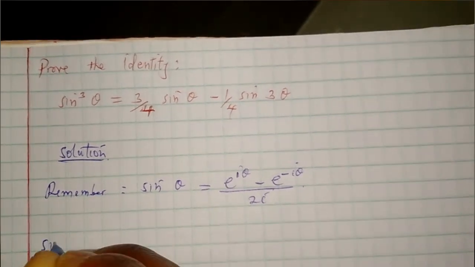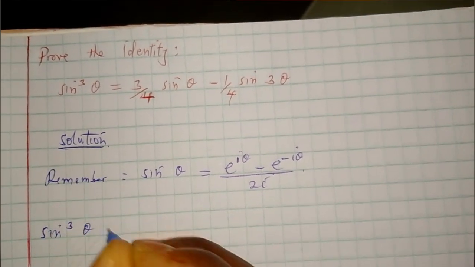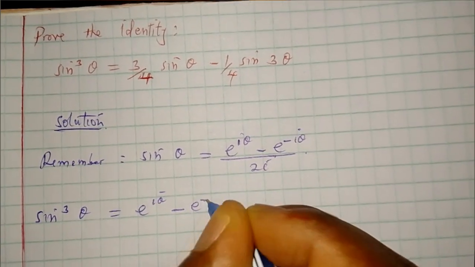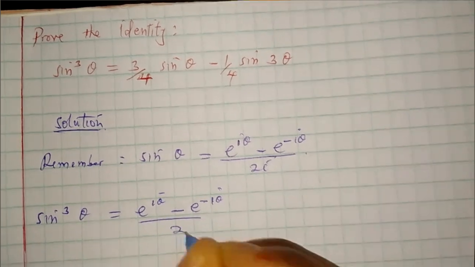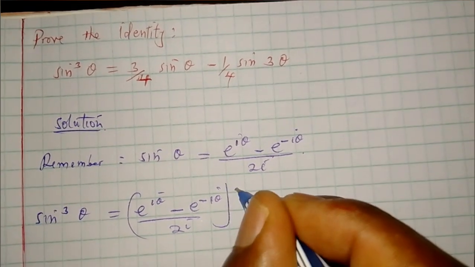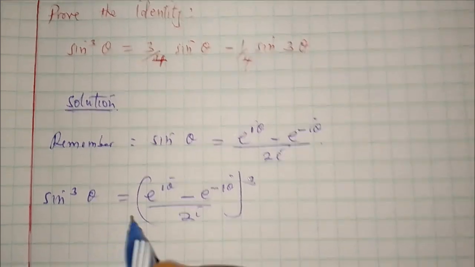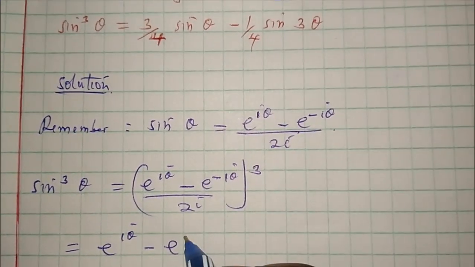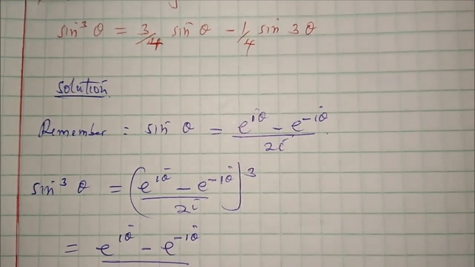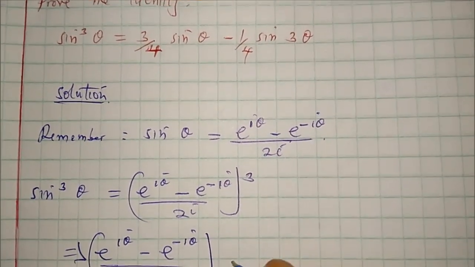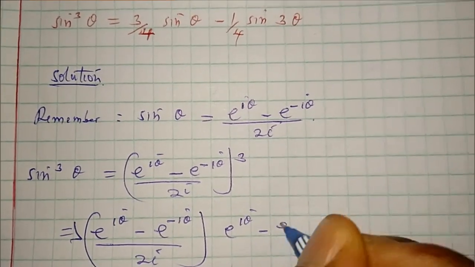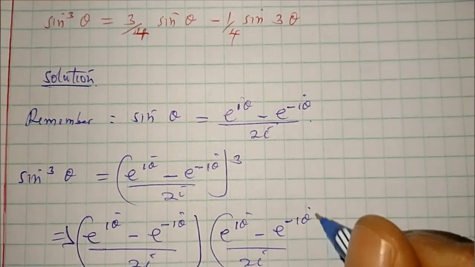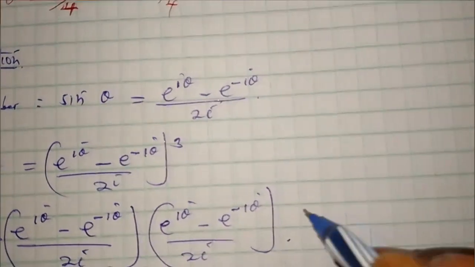So sine cubed theta is equal to e raised to power i theta minus e raised to power negative i theta over 2i, cubed. Okay, so this is e raised to power i theta minus e raised to power negative i theta over 2i, times e raised to power i theta minus e raised to power negative i theta over 2i. Are we there?